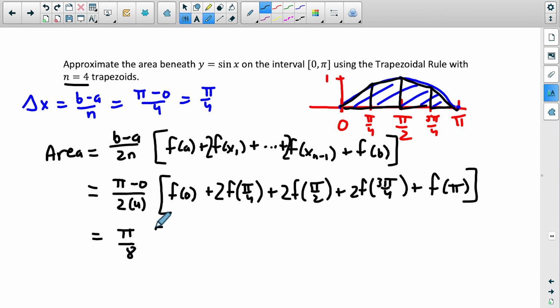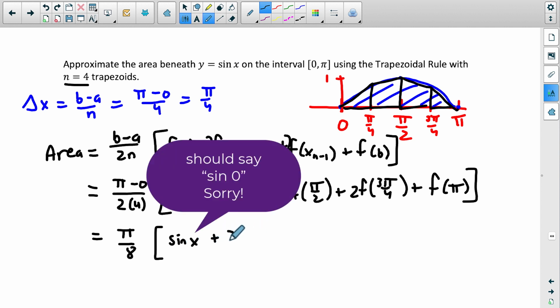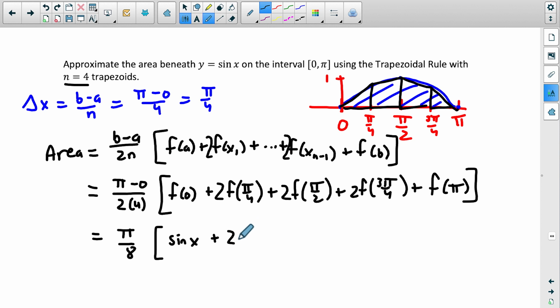F of 0, well, what does that mean we're doing? We're putting 0 into the formula. So we're putting 0 in that x. We need to figure out what's sine x. I know you could skip some of these steps, but I just want to show you in great detail what we're doing. Then we need to do 2 times, we're putting pi over 4 there, so sine of pi over 4. Then 2 times, putting this into the formula, so sine of pi over 2 plus 2 times putting 3 pi over 4 into the equation there, so sine of 3 pi over 4 plus, not 2 times, but we're putting pi in there, so sine pi.